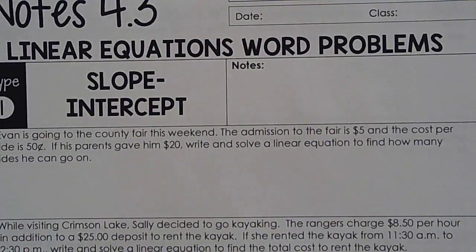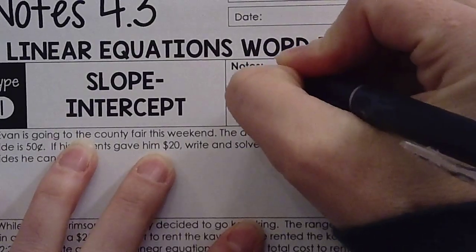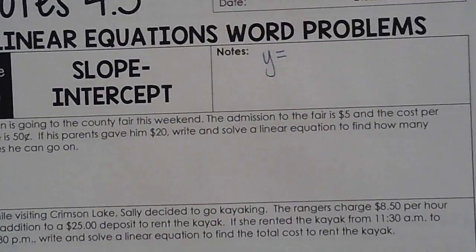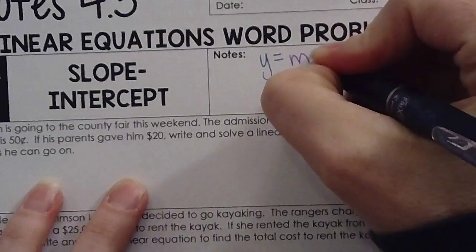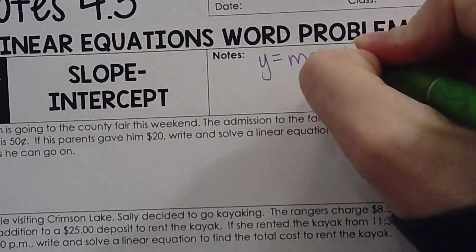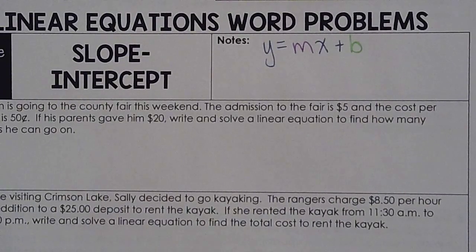And when we talk about slope-intercept, remember that we're talking about y equals mx plus b. Y equals mx plus b. And in this particular version of a linear equation, y and x are variables. M represents our what? M is the slope, okay?